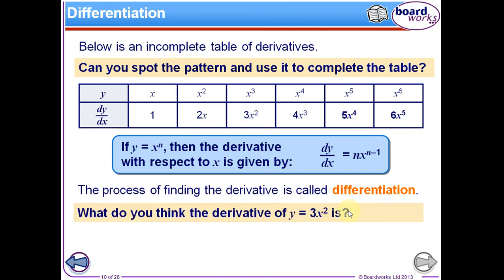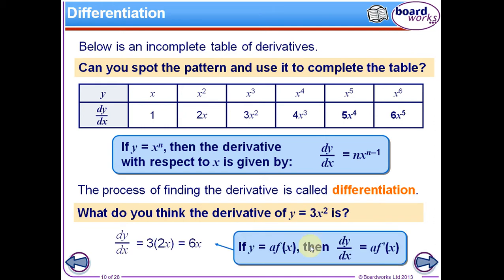So what do you think the derivative of y equals 3x squared is? When you bring the 2 back, that will be 6x, then take away 1 from the power. So that is 6x raised to power 1, which is 6x. So if y equals f(x), then dy/dx equals f prime of x.